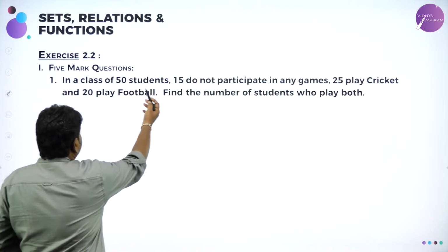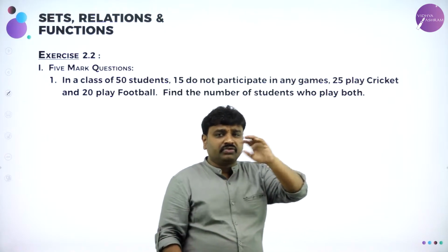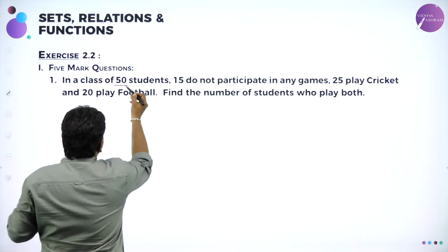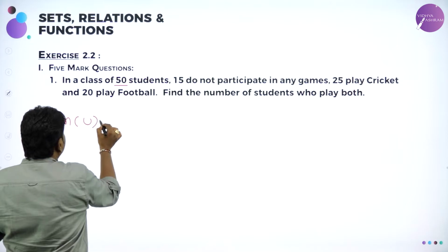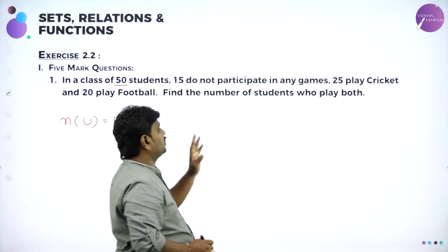In a class of 50 students, 15 do not participate in any game. They told 15 do not participate in any game and class of 50 students I can treat it as universal set. As soon as I read the first line, n of U is given, I will write n of U is 50 and 15 do not participate, they told.